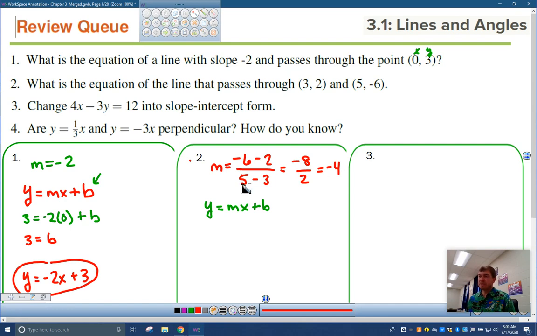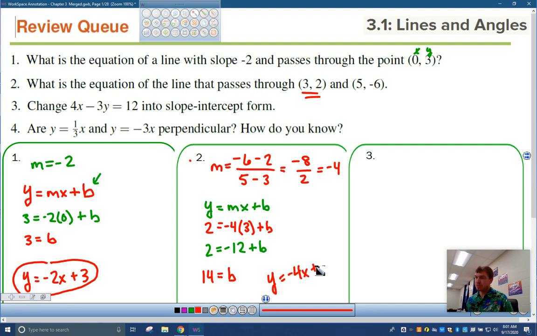We plug in the slope. We plug in, let's use this one, the x value of 3, and we leave b as itself, and we plug in there. So we're going to get 2 equals -12 plus b. In order to solve for b, I would add 12 on both sides, and I will get 14 as my b value. It means the equation is y equals -4x plus 14.